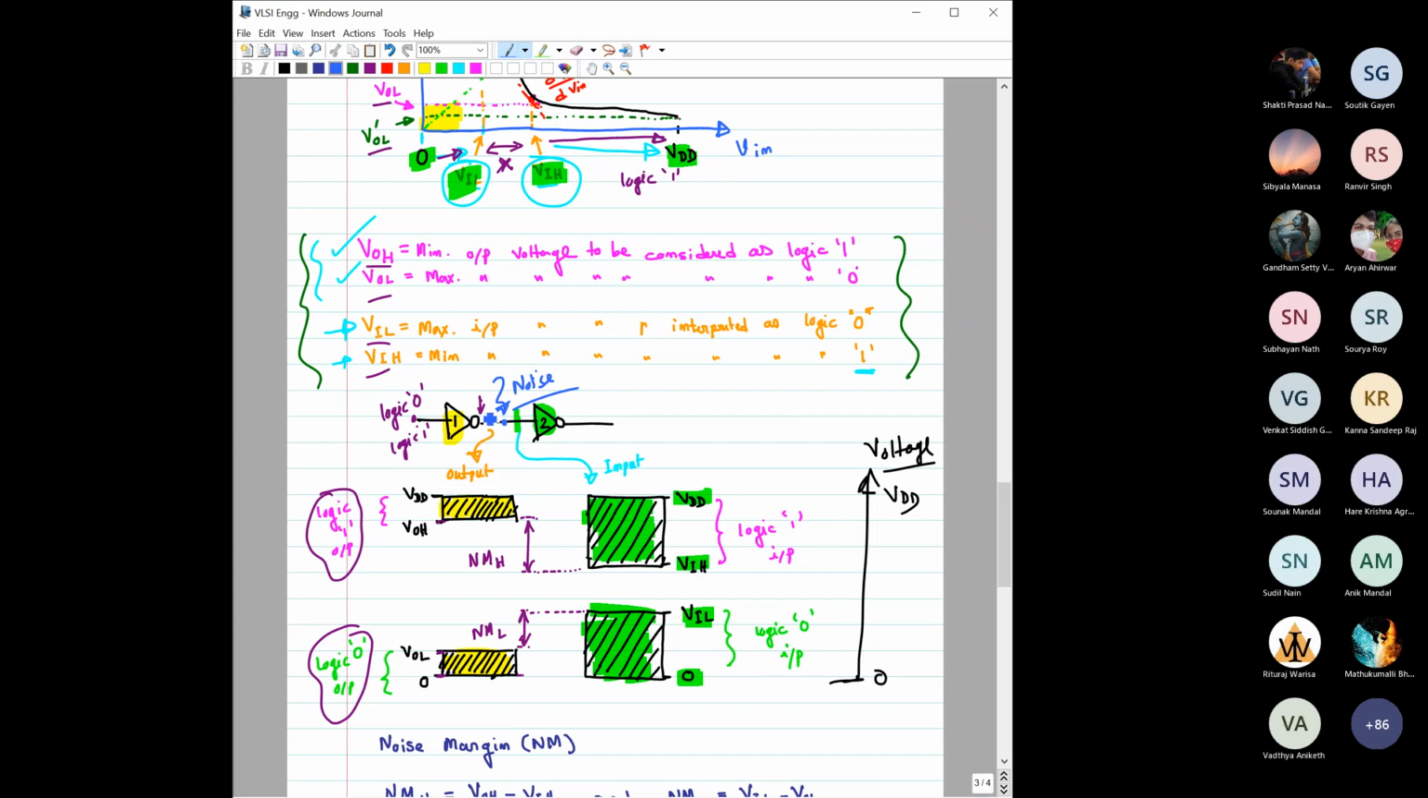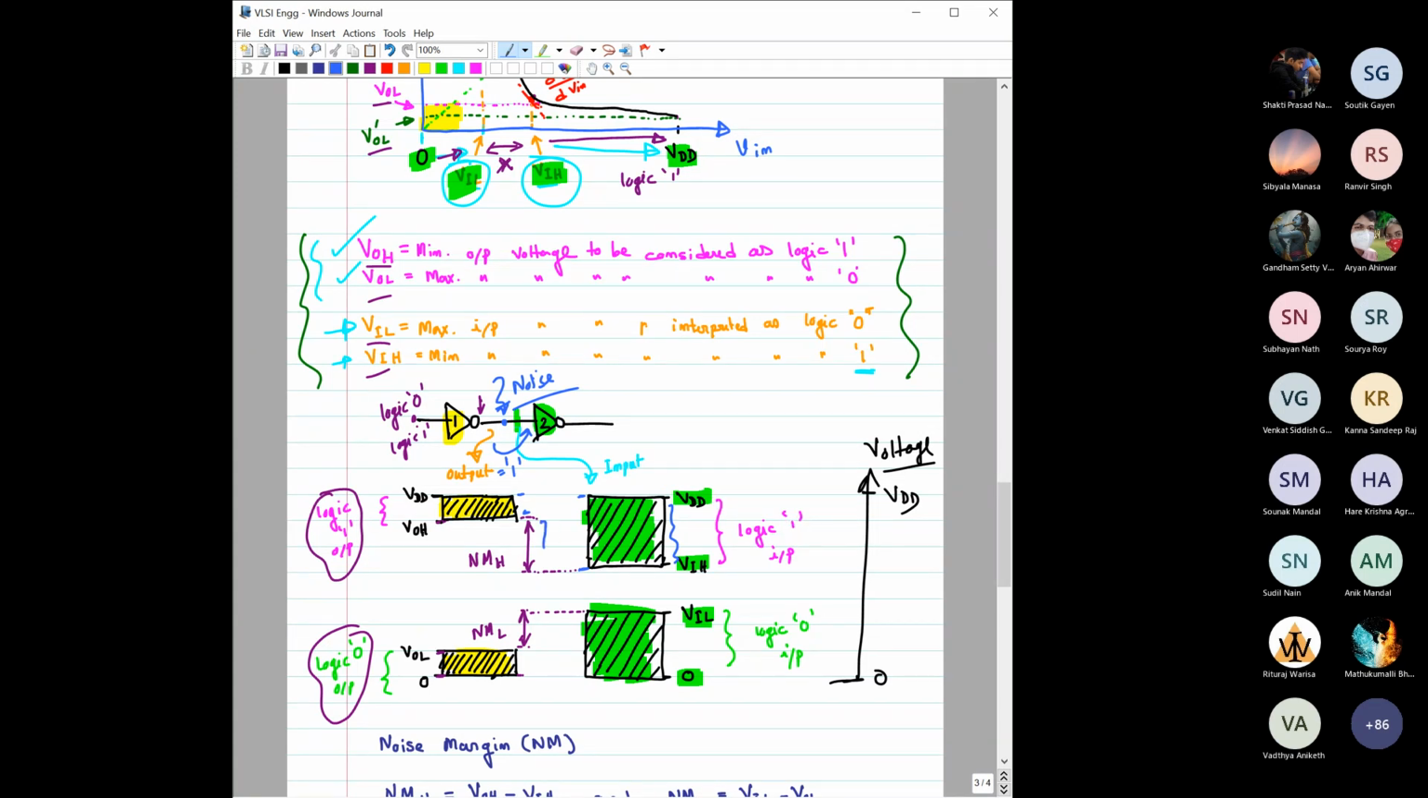Now consider this output was initially at logic 1. If the output is initially logic 1, that means it might be anything between this value and this value. Now if this logic 1 has to be passed to the next gate, meaning it has to come to the input of this gate, then any voltage between VIH and VDD would be sufficient. This is the valid input voltage for this second gate to consider it a logic 1 input.